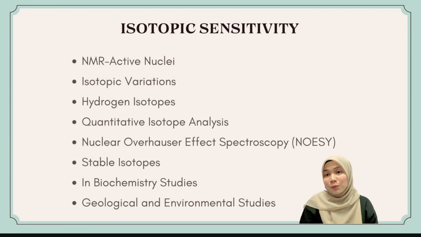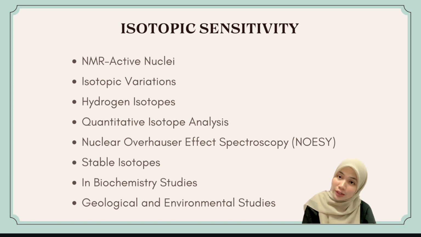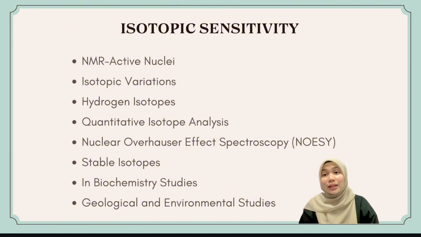The next special feature is isotopic sensitivity. Isotopic sensitivity in nuclear magnetic resonance spectroscopy is pivotal for discerning distinct isotopes within molecules. NMR active nuclei such as hydrogen, carbon-13, and nitrogen-15, with non-zero nuclear spins, facilitate this discrimination.